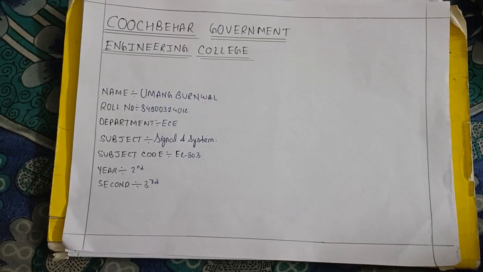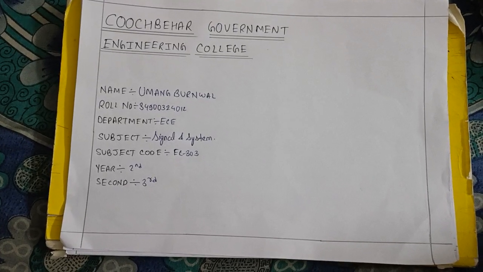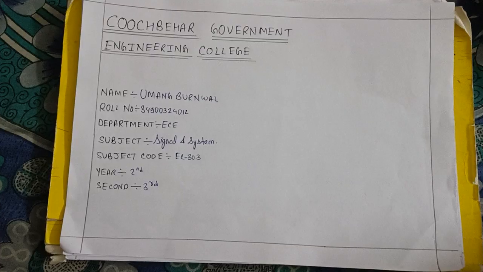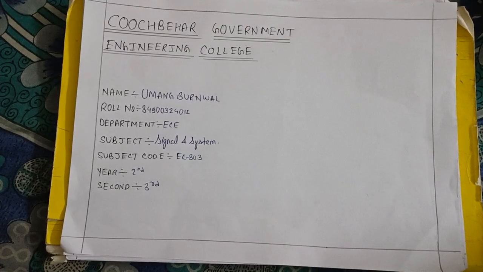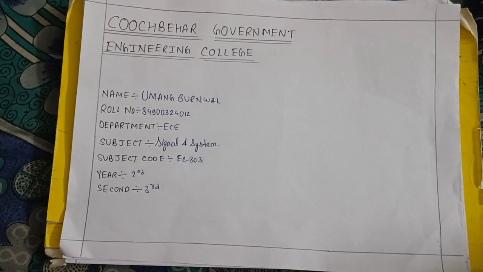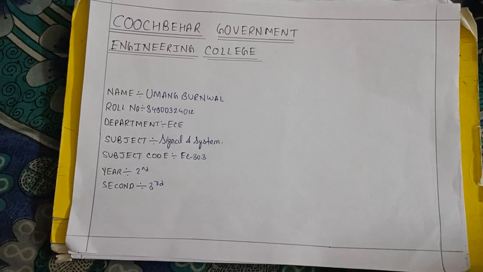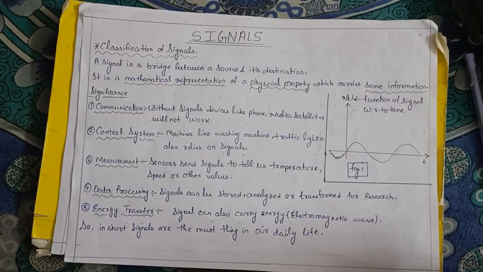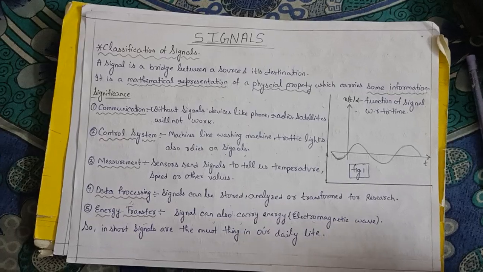Today we are going to break down a super important topic from signals and systems, classification of signals. We will see all types of signals, their mathematical form, graph and significance in the simplest way possible. So let's get started. First of all, what is signal?